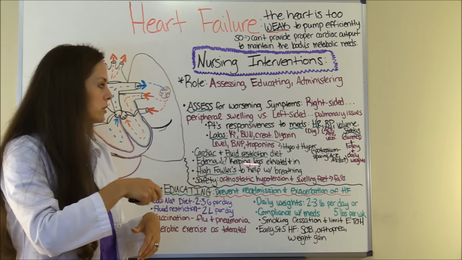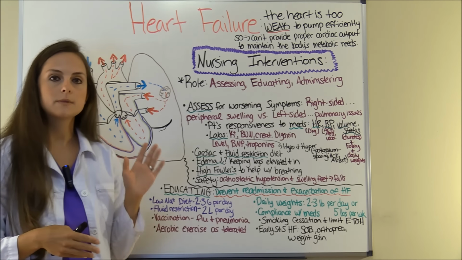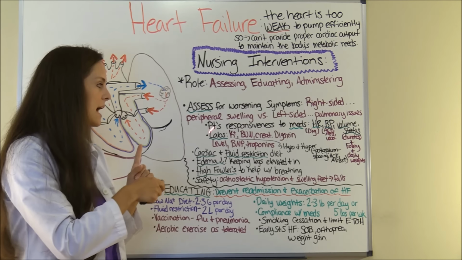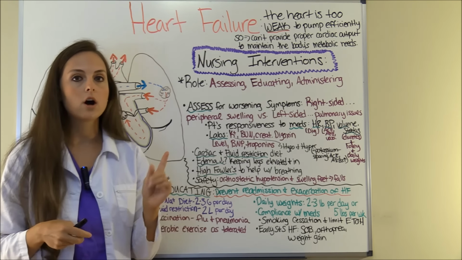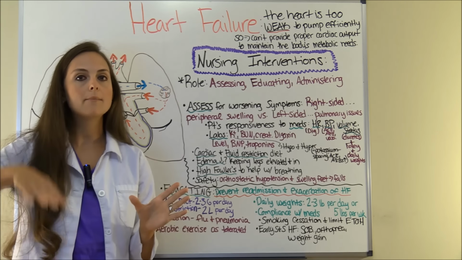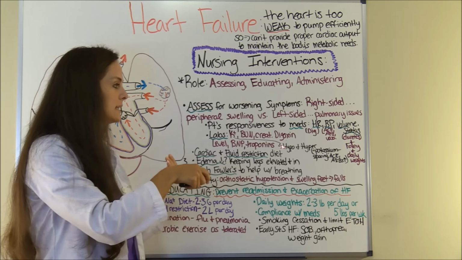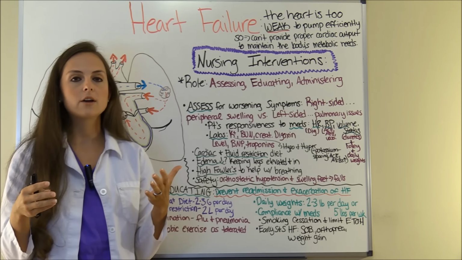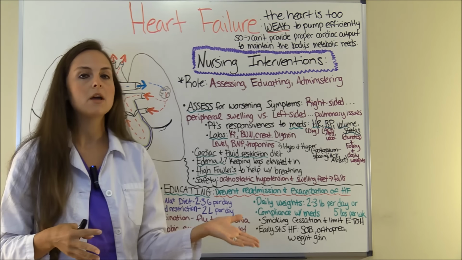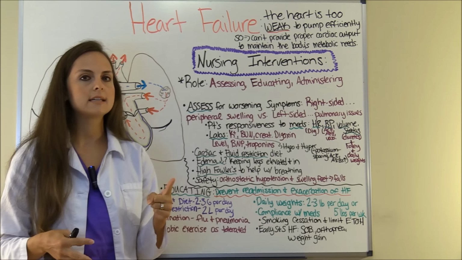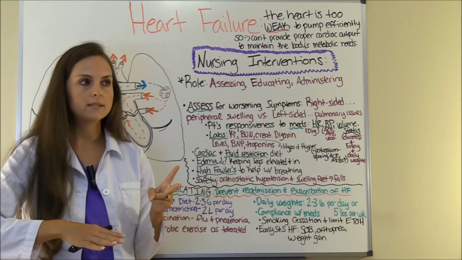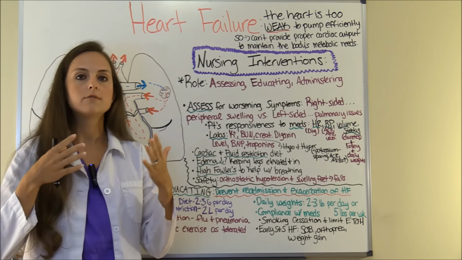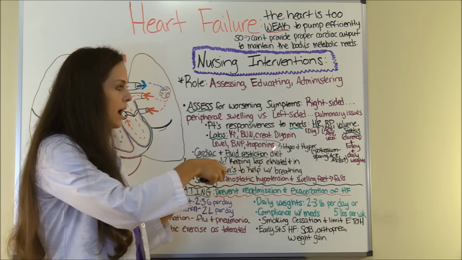Then you're going to monitor and look at those labs. Specifically, you really want to watch potassium levels because a lot of the medications given in heart failure can cause hypokalemia or hyperkalemia. For instance, Lasix. Lasix is a diuretic that wastes potassium, so you really have to monitor that potassium level, especially if they're on Digoxin, because if you have low potassium, that can increase the chances of Digoxin toxicity.